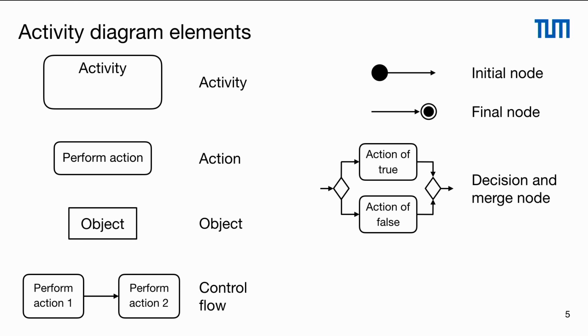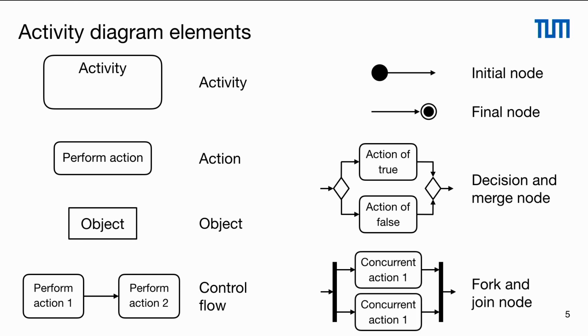Another possibility are fork and join nodes, which denote parallel and concurrent actions that take place at the same time and that are synchronized using the black lines so that we can only proceed if all the actions are performed.